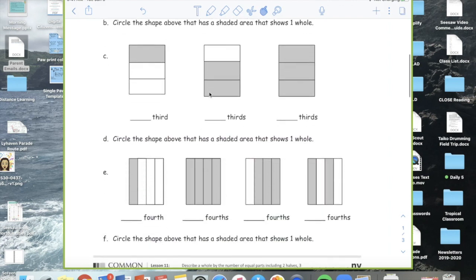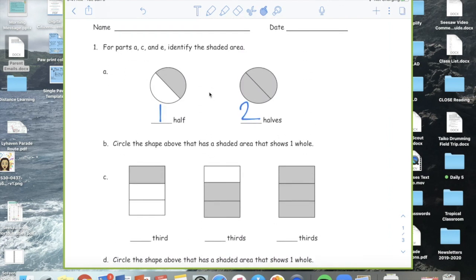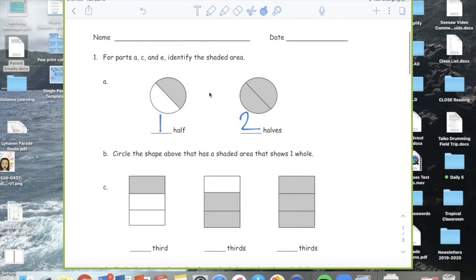So now you need to circle the shape above that has a shaded area that shows 1 whole. Remember, 1 whole means the whole thing would be shaded, so that would be this shape right here, not this shape, because it doesn't show the whole thing shaded. Question C.